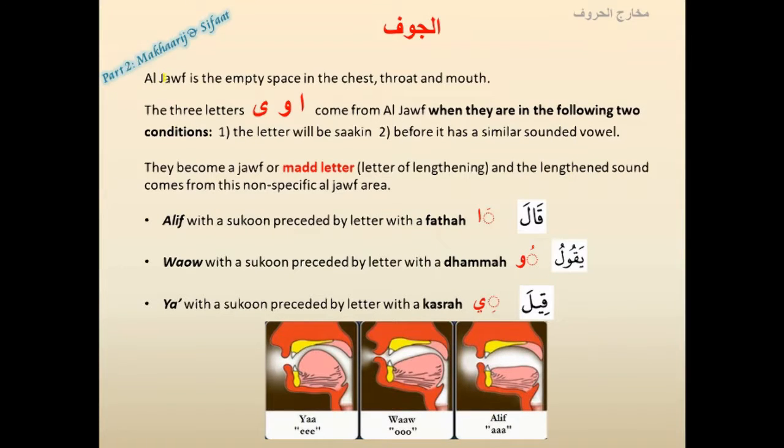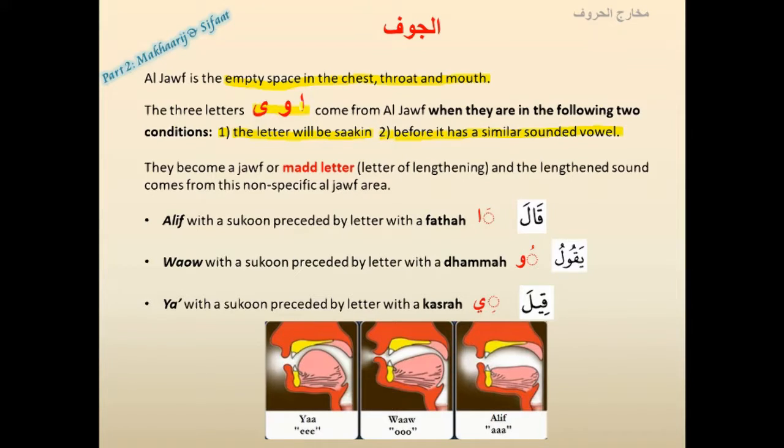Al-Jawf, like we saw in the last lesson, is the empty space in the chest, throat and mouth. The 3 letters Alif, Waw and Ya come from al-Jawf when they are in the following 2 conditions. The first condition is the letter will be sakin. The second one is before it has a similar sounded vowel.